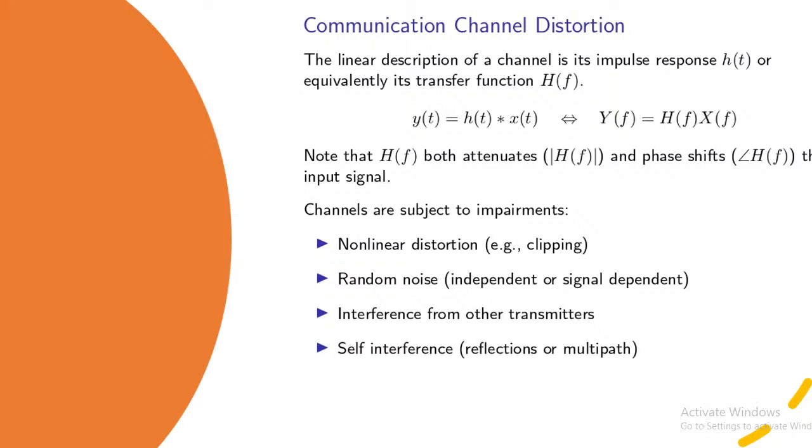So there are two paths. One is directly A to B, the other is A, C, B. There can be many other paths, D, E, also. So these are called multipath. Instead of going through a single path from A to B, the signal is going through multiple paths and getting reflected. So reflections and multiple paths result in self-interference. The same signal interferes with itself.